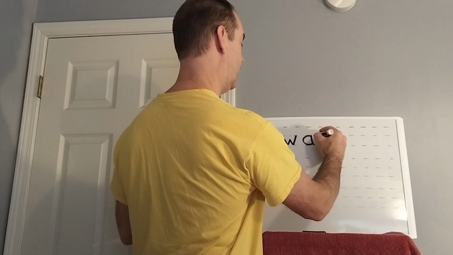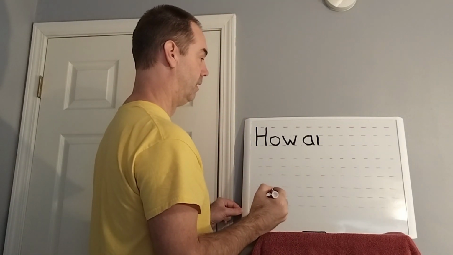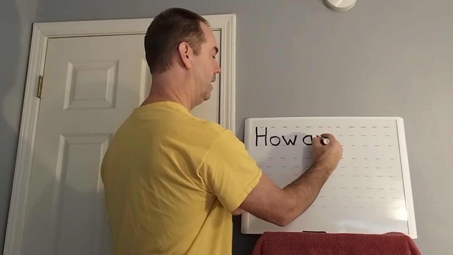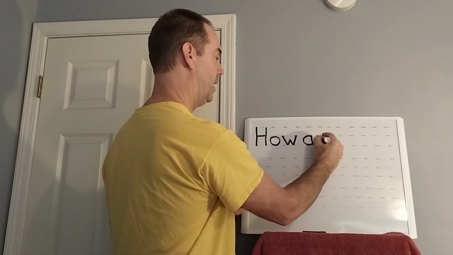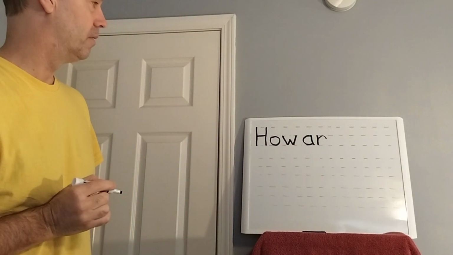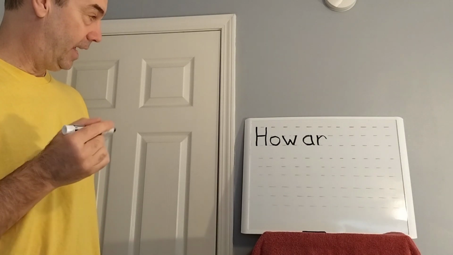Then the next letter is going to be a lowercase r. We start at the midline, straight down, and then we go up close to the midline, but not all the way up, and make a little hill, and we stop. That right there is a lowercase r.